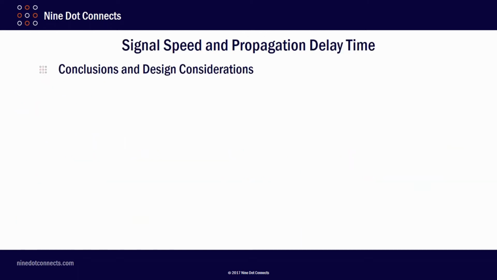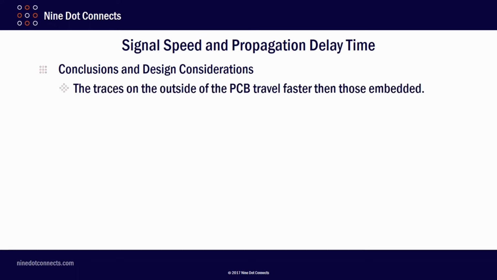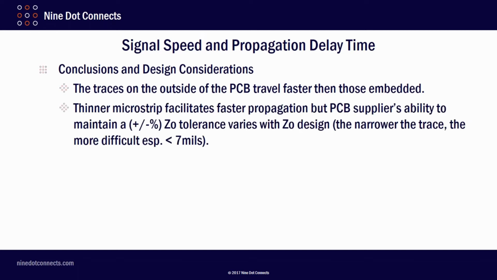So when it comes to signal speed and propagation delay time, we're going to talk about some conclusions and some design considerations. The traces on the outside of the PCB travel faster than those that are embedded. This is important here. Thinner microstrip facilitates faster propagation, but the PCB supplier's ability to maintain the characteristic impedance tolerance is going to vary with that characteristic impedance design. The narrower the trace, the more difficult, especially if it's lower than 7 mils, to maintain that characteristic impedance.